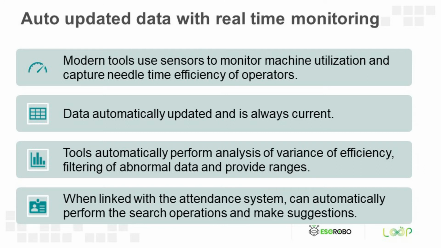But beyond data capture, it is possible for various kinds of automation tools and semi-automation tools to go further. They can automatically perform analysis of various kinds of variances of efficiency, and they can filter the abnormal data, etc. And they can provide ranges instead of a single number, depending on various conditions. And these systems can then go further by linking with, say, your attendance system, so they can automatically perform a search operation in case of absenteeism or attrition, and they can make suggestions to the production managers and HR departments.